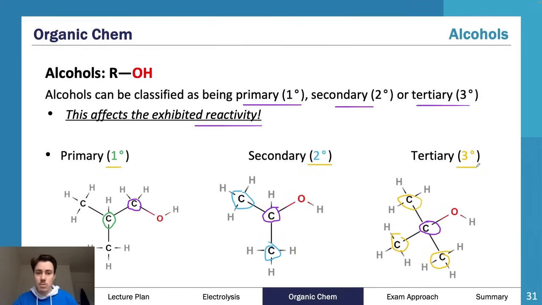Makes sense. Primary has 1 carbon coming off it. Secondary has 2 carbons coming off it. Tertiary has 3 carbons coming off it. It just makes sense. So really important. That is how that works there. The primary and secondaries are far more reactive than the tertiaries. They become less reactive as they go up the chain, essentially.